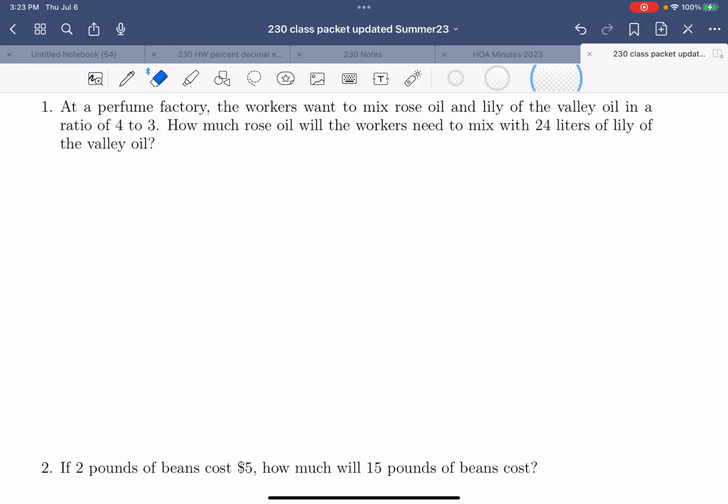In number 1, we're mixing rose oil and lily of the valley oil in a ratio of 4:3, and they're saying how much rose oil would you need to mix with 24 liters of lily of the valley. So one of my labels that I like to use if I don't know what to go with, if it's kind of generic, would be the ratio. Okay, they're giving you a ratio of some sort. And then they're asking you a question. So how much rose oil would the workers need to mix?